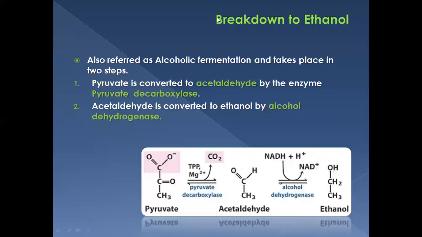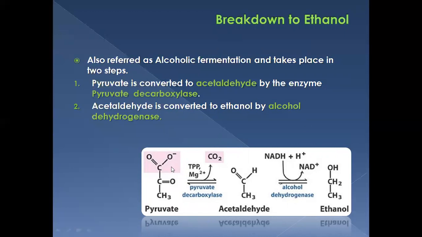Well, this is about the second fate or pathway of pyruvate, where it gets converted, or broken down, to ethanol. This process is also referred to as alcoholic fermentation. This type of process usually takes place in microorganisms like yeast, which are well known for their alcoholic fermentation. And this process takes place in 2 steps.